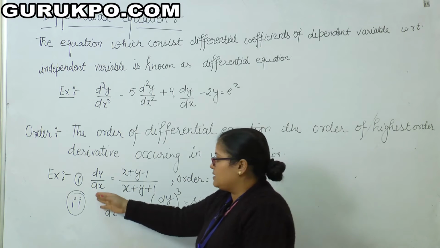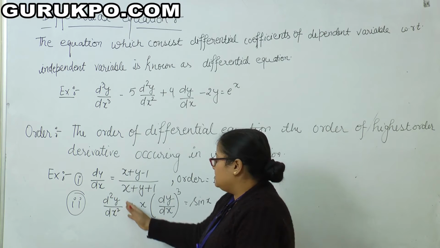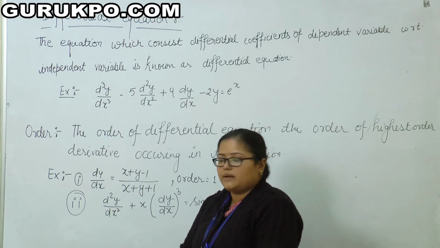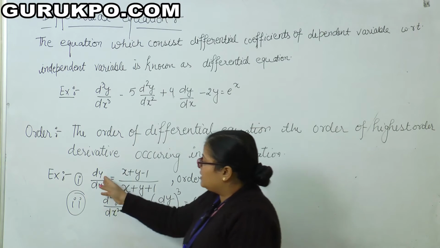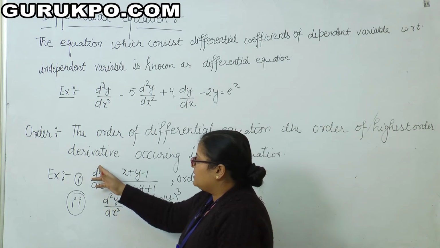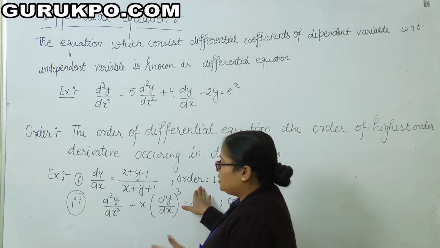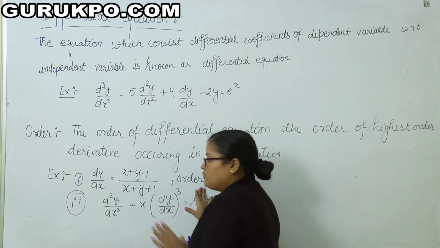We have two types of terms. This is in terms of dy by dx and this is in terms of d square y by dx square. Here the order of dy by dx is 1, because the order of the term dy by dx is 1. So the order of this differential equation is 1.